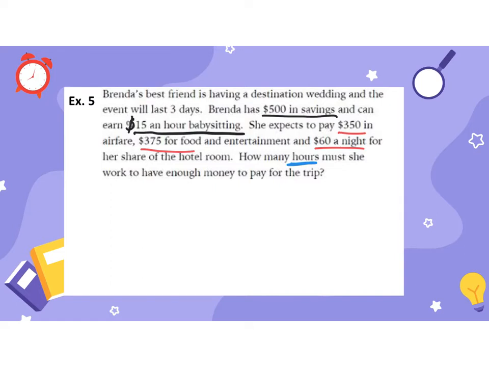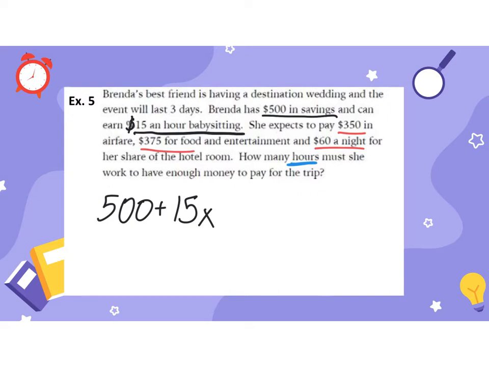That $500, is that money that we have or money that we're spending? We have it, so let's put it on the left. $15 an hour babysitting. Is that money that we have that we're making, or is that money we're spending? Making. So we're gonna add that. 15. Do I know how many hours? Nope. No, that's what I'm solving for. So I need a variable. What variable do I want to use?